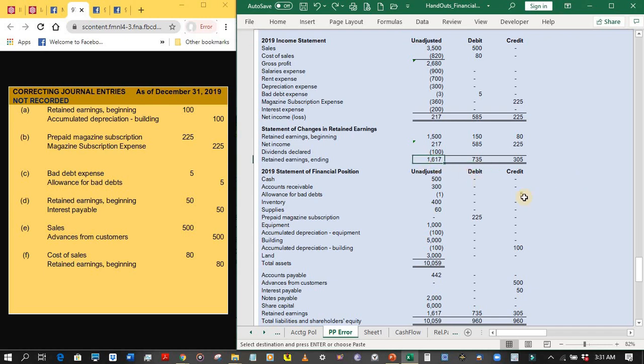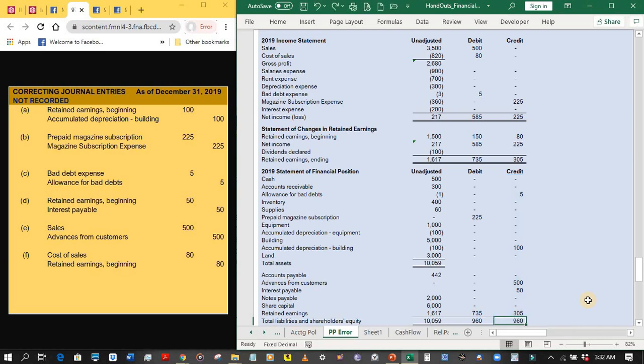And since the 1,617 is being closed to the statement of financial position, of course, the adjustments of 735 debit and 305 credit should also be transferred to the debit side and credit side of the statement of financial position in the equity section under retained earnings. Then get the total of the debit side in the statement of financial position. So the total is 960. And the total of the credit side in the statement of financial position is also 960.